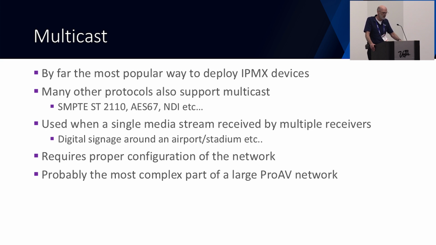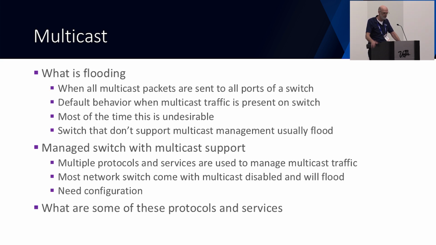So we use it when we want a single media stream to be received by multiple receivers. A good example of that, a typical Pro AV thing, is digital signage around a stadium or an airport, where you have hundreds of monitors displaying the same flow. You don't want the sender to have to send that 100 times. You send it once, and it gets distributed by your network. It's great. However, it requires proper configuration of your network, and it's probably, in my opinion, the most complex part of a large Pro AV network configuration.